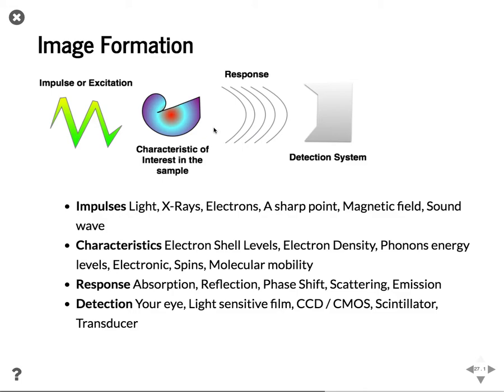So this will be a brief review of the physics part of this, in a very, very simplified engineering manner: what is an image and how is it created? We divide imaging into different steps. The first one is impulse or excitation: what are you using to probe the material? The second is the characteristic of interest in your sample: what is the response that the sample gives for this excitation or probe? And then, what system do you use to detect it?